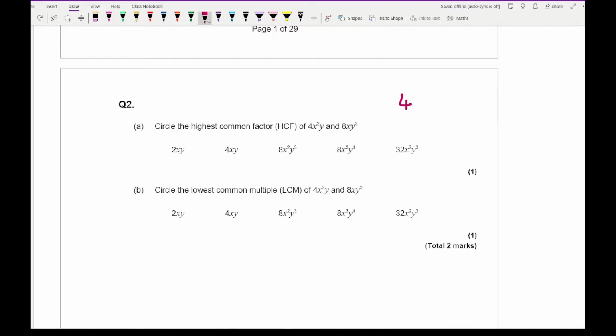So here my lowest power of x is x, and the lowest power of y is y. So I'm looking for 4xy, which is my second option.